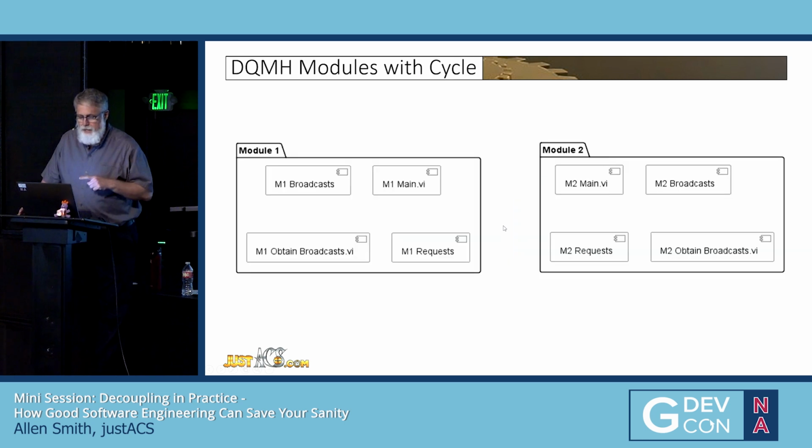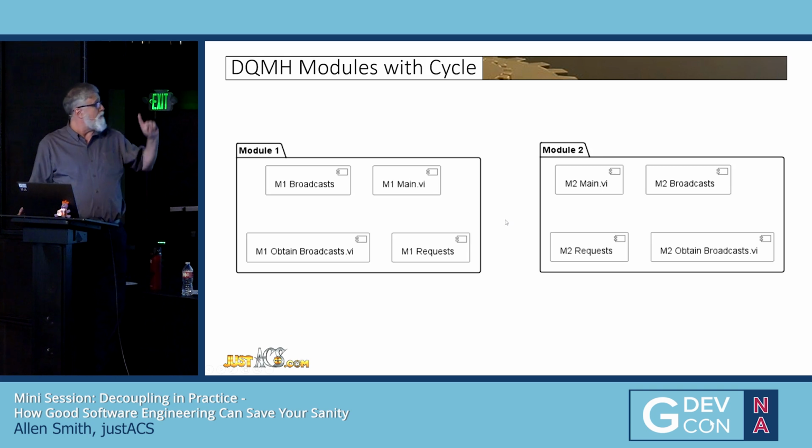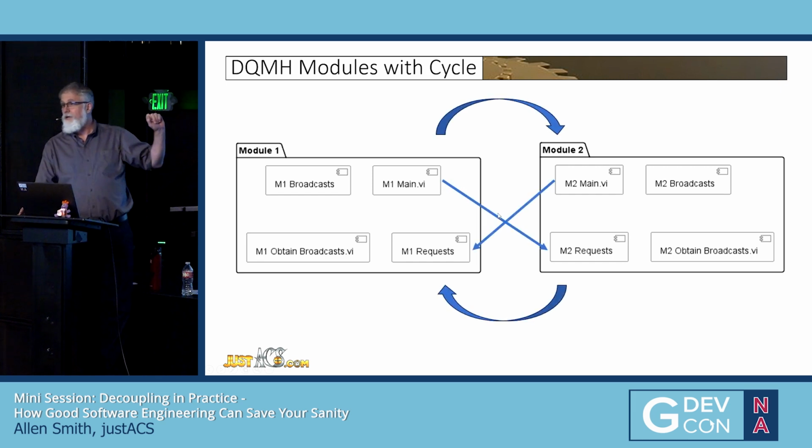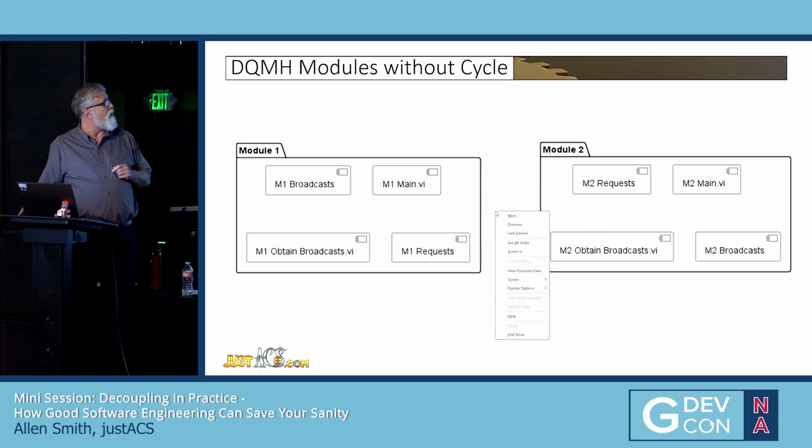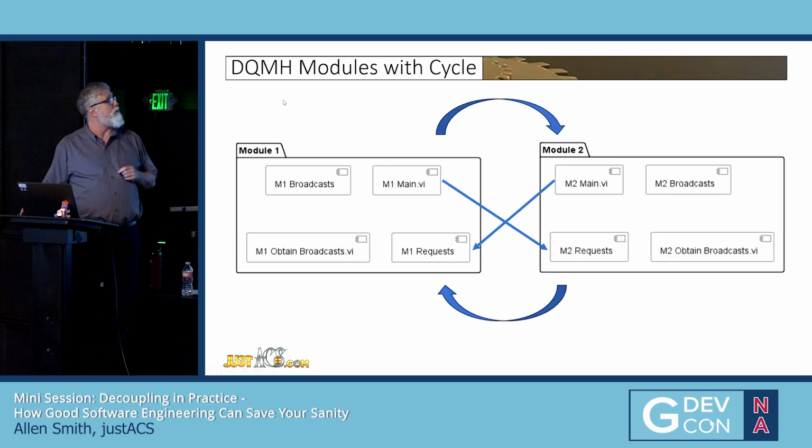I am not a DQMH expert on this. I did talk to Darren about this to make sure that I had understood it. But the way DQMH works, DQMH has a very similar problem. Modules have requests, modules have broadcasts, and if the mains in my two modules call requests, those are making VI calls in the other's libraries. Now I have my cycle arrangement again. I'll go previous. So there's my cycle relationship.